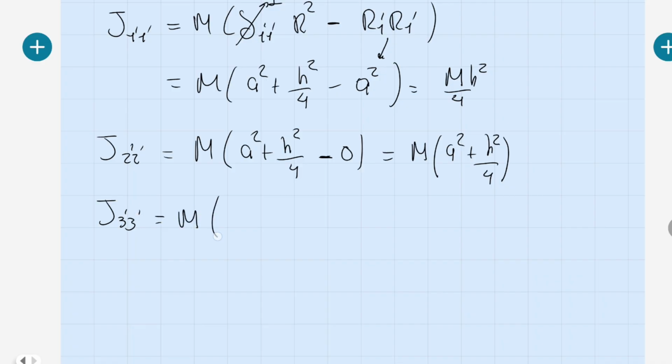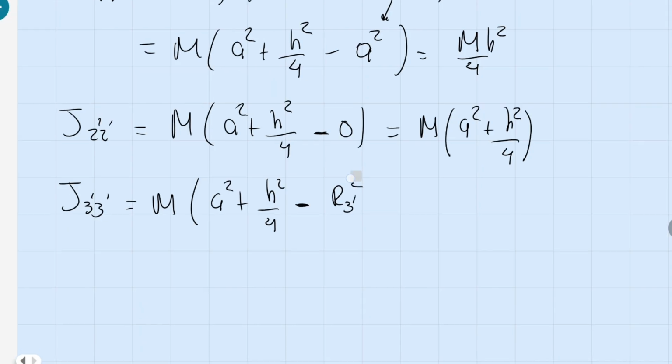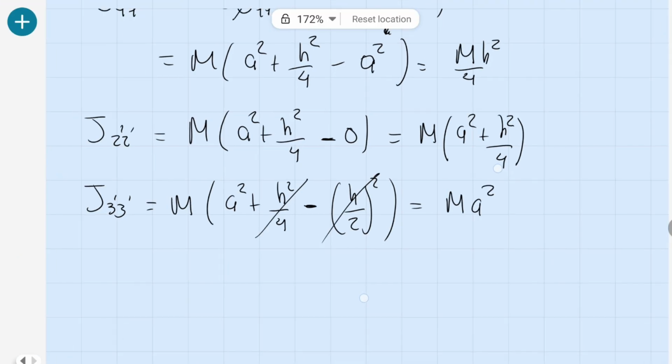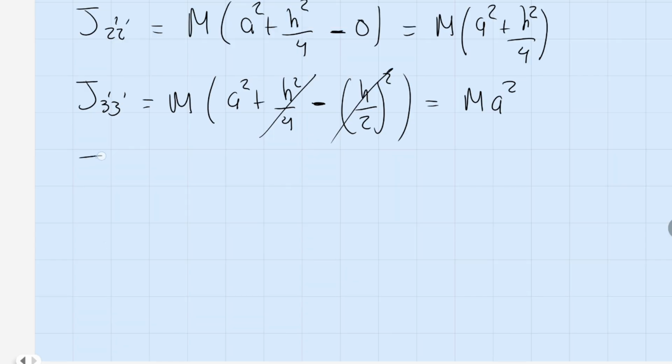Well, this is going to be m times a squared plus h squared divided by 4 minus r3 squared, but r3 is, of course, h divided by 2, squared. And this is equal to, well, we can cancel these two quantities to get that this is m a squared. Perfect.